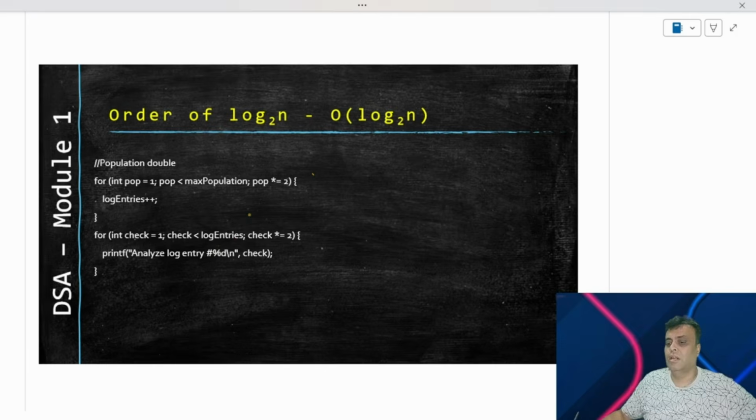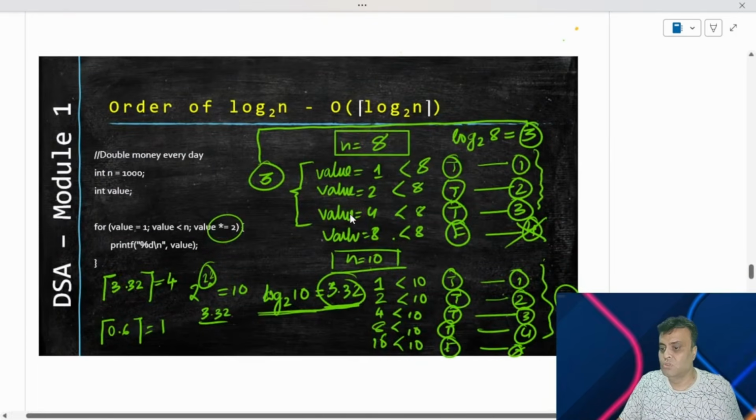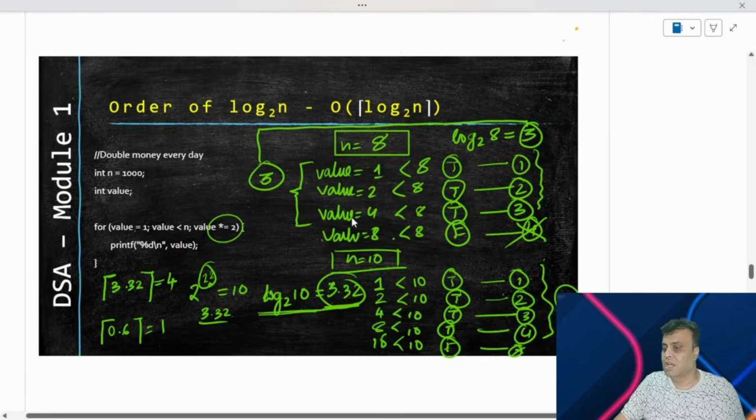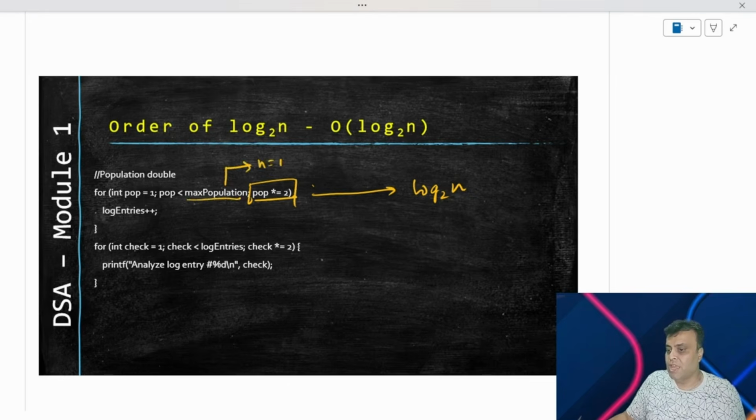So what we are trying to establish now is that we know that with a star equal to 2 kind of a concept, where it increases by a multiple of 2, right? You saw this here. With a star equal to 2, you are getting a complexity of order of log base 2 of n when you had the value increasing by star equal to 2. So can I therefore say that this particular loop will have a complexity of log base 2 of n? What is n here? n is your max population. So I'm assuming my max population is equal to n, right? So this is my max population.